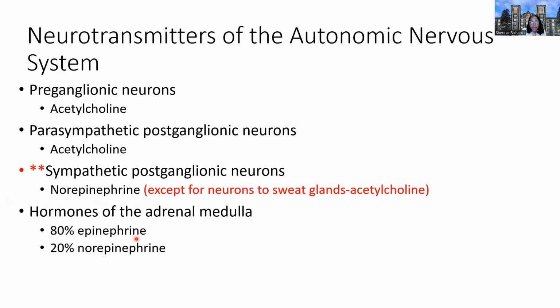And then when we think about the hormones released from the adrenal medulla, it is going to be 80% epinephrine and then 20% norepinephrine, and then again, a very small, minuscule amount of dopamine. So that will also be able to circulate in the blood and bind to receptors. It's just going to be a different form of release than we do with postganglionic neurons.